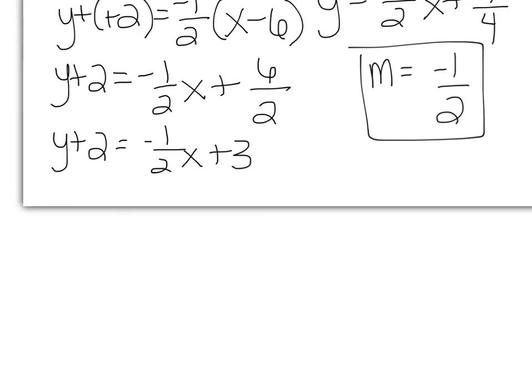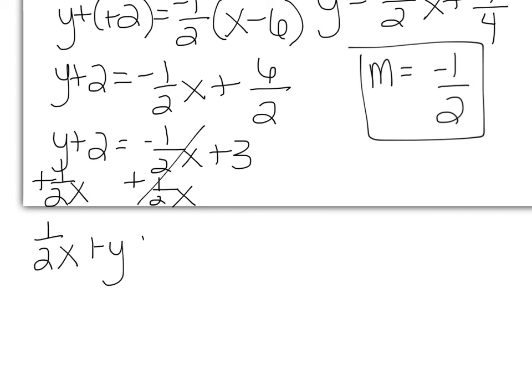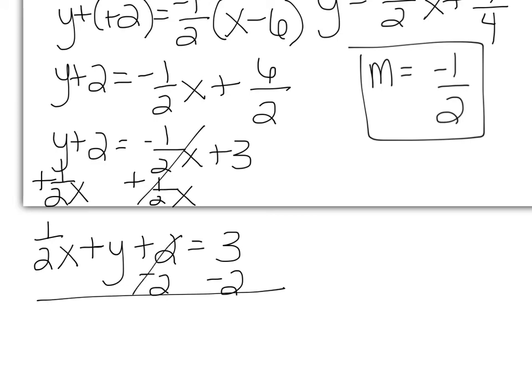So we need all of our x's and y's on one side, and then the constants on the other. Well, I need my coefficient with my x to be positive, so I'm going to move this over to the left. So I have 1/2 x plus y plus 2 equals 3. I need to move my constant over here. So I have 1/2 x plus y is equal to 1.